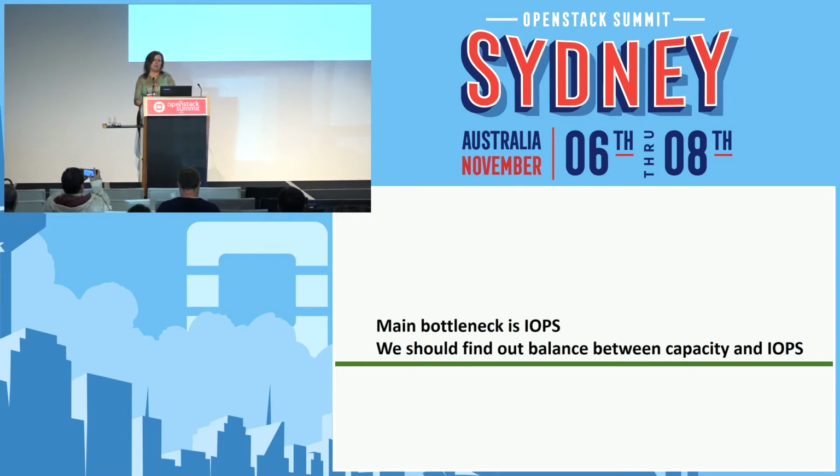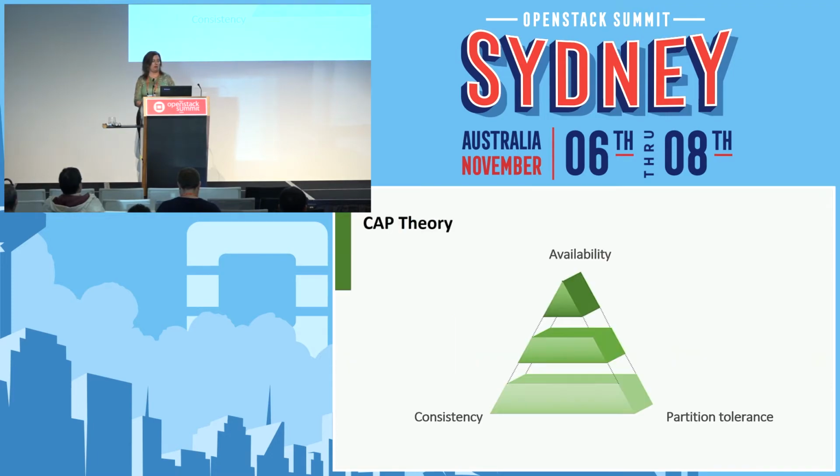And IOPS is really key to balancing data volume and required disks. We need enough to handle client traffic. And so now I'm going to talk a bit about CAP theory very briefly before we start comparing Ceph and Swift. So basically, a distributed data store can't simultaneously provide availability, consistency, and partition tolerance. And you can get 2 out of 3.